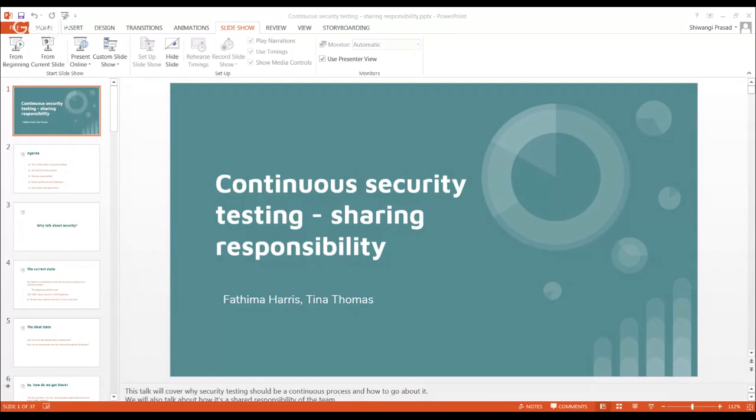So we have OWASP's Dependency-Check for that, which will automate this process for you and tell you that, hey, you know what, these packages have these vulnerabilities. Figure it out. Do something.